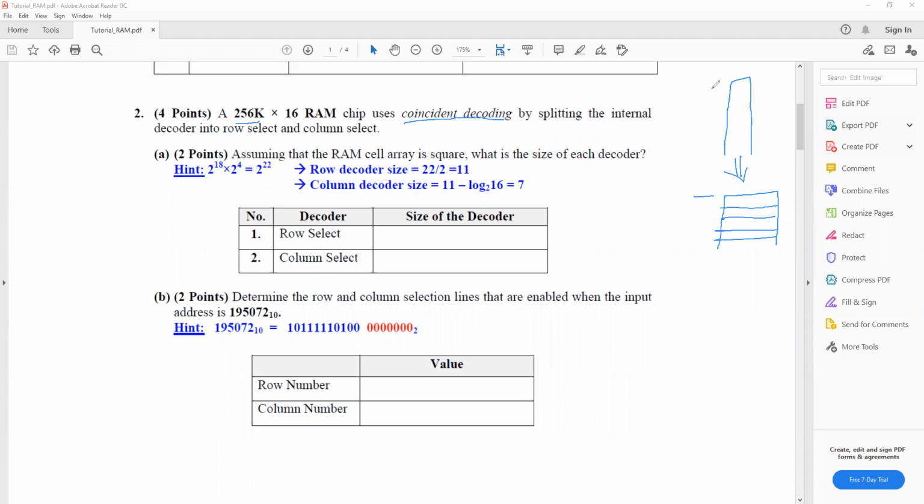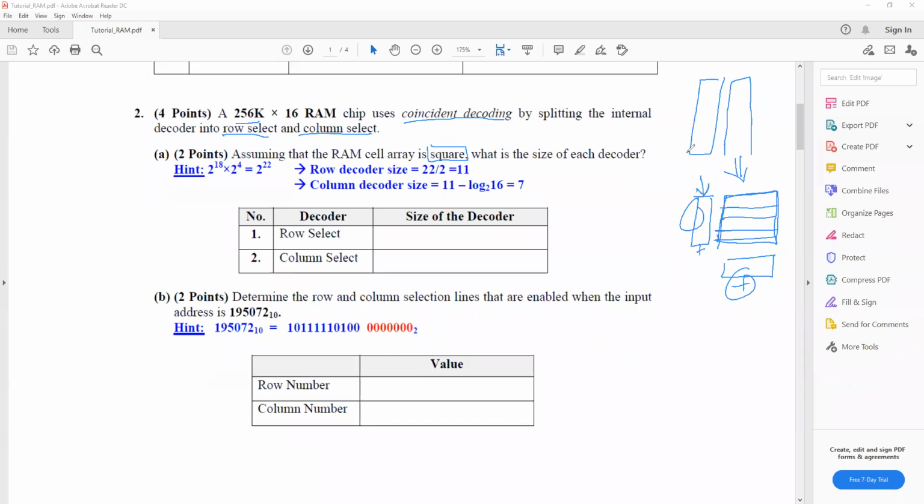So the way we do it is instead of using one large decoder, we'll split into 2 decoders and we'll split the address lines. The most significant bits will go into the row decoder and the least significant bits will go into the column decoder. طيب, so we said this chip uses coincident decoding by splitting the internal decoder into row select and column select. So the first question is assuming that the RAM cell array is square. Square يعني I'm turning the structure into يعني as much as I can to a square. What is the size of each decoder?